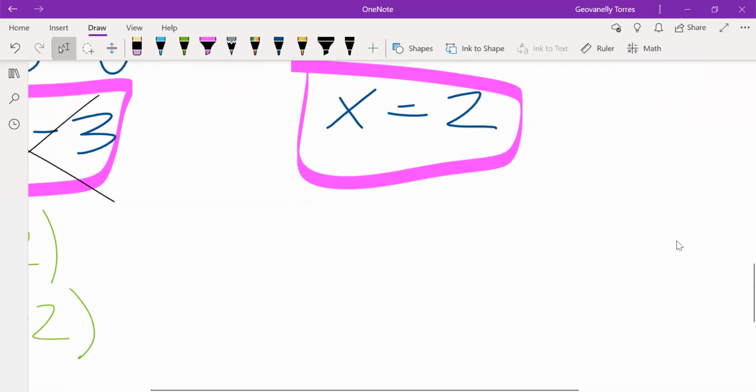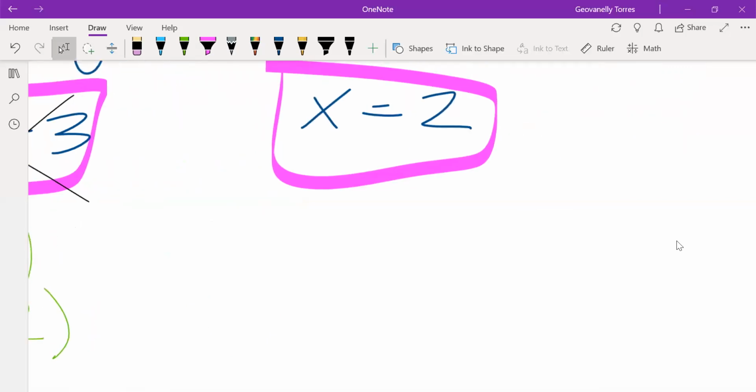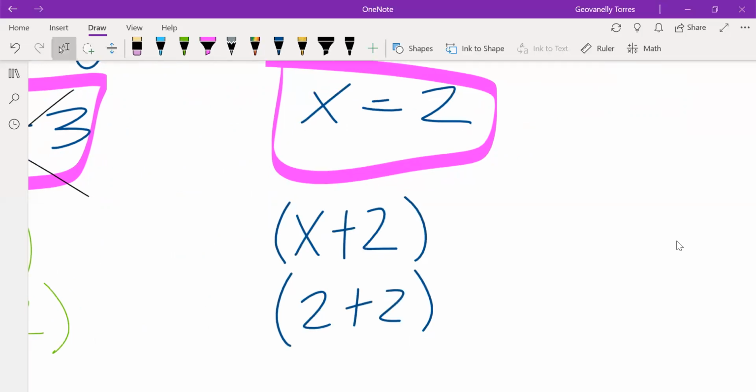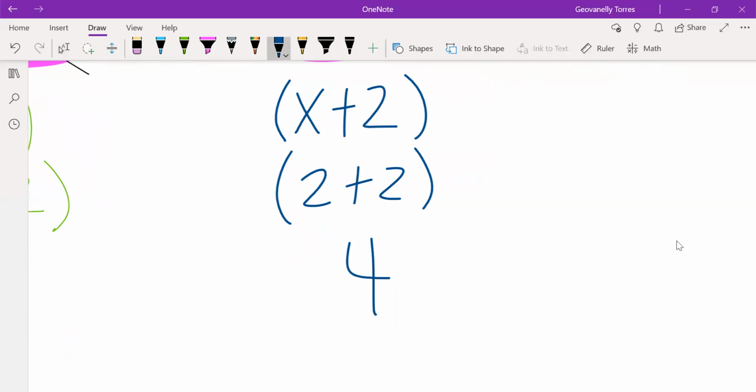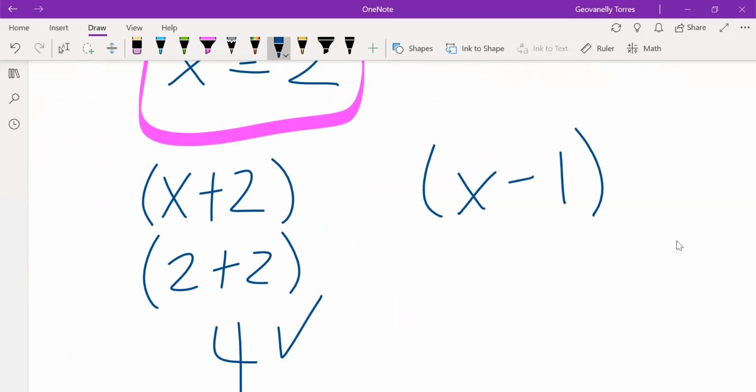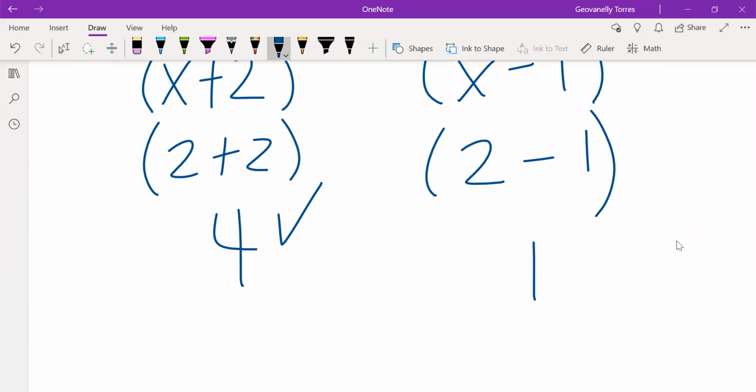Now let's go ahead and check the value for x equals 2. We have our first argument x plus 2. So let's go ahead and substitute. If we have 2 plus 2, that gives us 4. Okay, it's a positive number. Then let's go ahead and try the other argument. So we have x minus 1. If we substitute 2 minus 1, that becomes 1. And it is also a positive number.